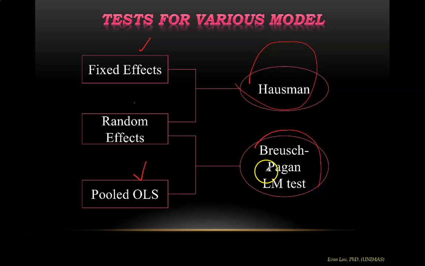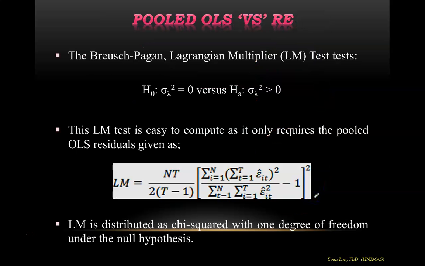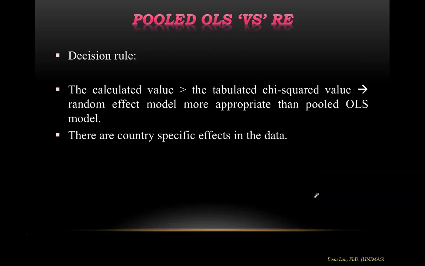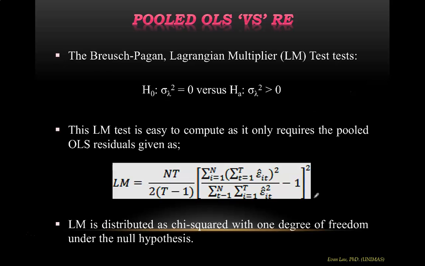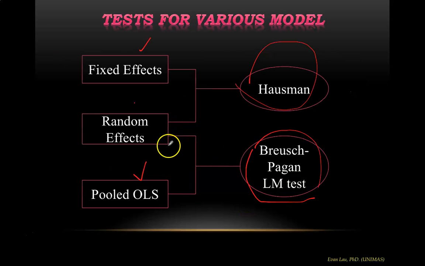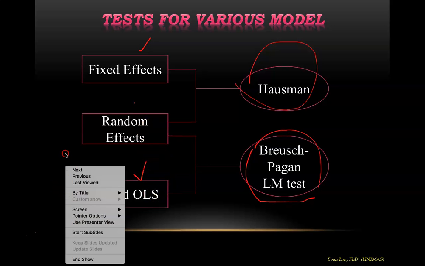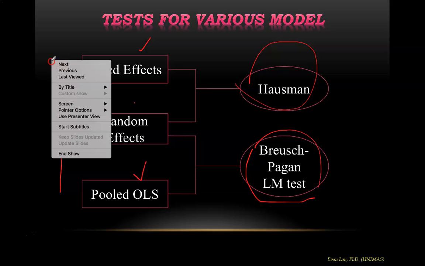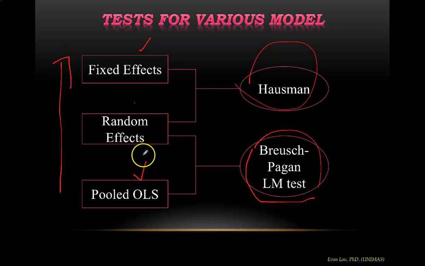Here I give you the example, and these are the names of the tests: Hausman test and Breusch-Pagan LM test, as mentioned just now. For example, we want to choose between pooled OLS and RE. If the decision rule is rejected, meaning the chi-square is significant, then we prefer random effect as more appropriate than pooled OLS. We move forward bottom up like this, so we choose between these two. If the null is rejected, then we choose this model, and then we compare again with the fixed effect.